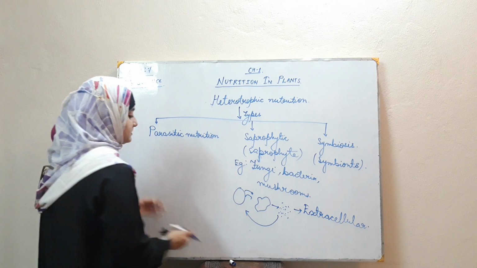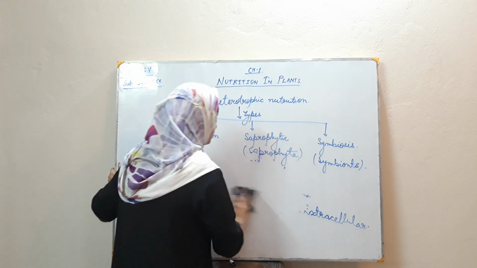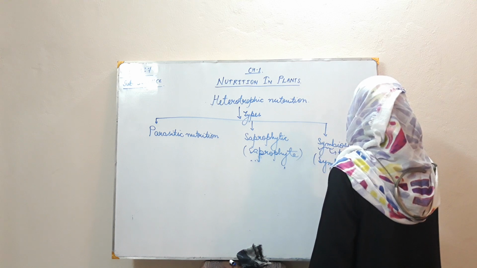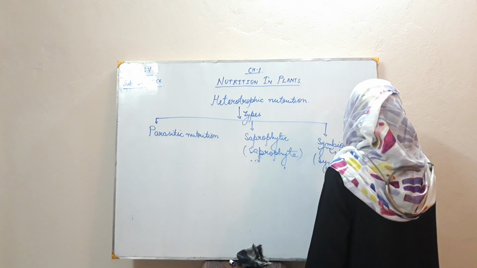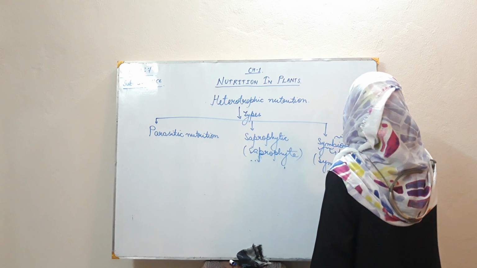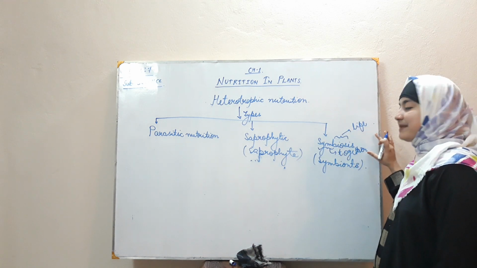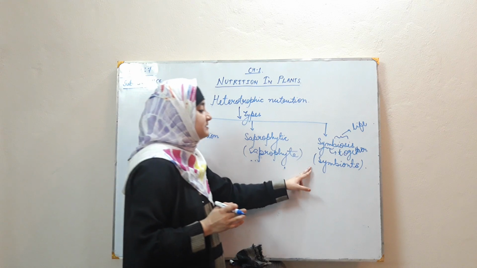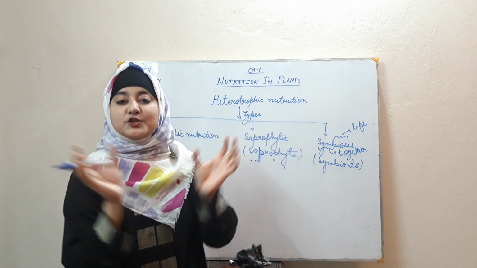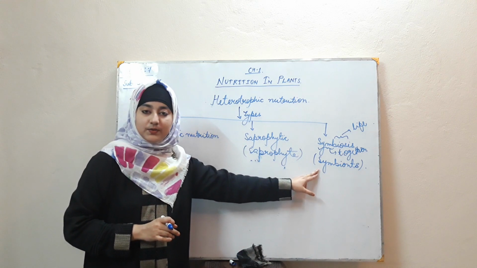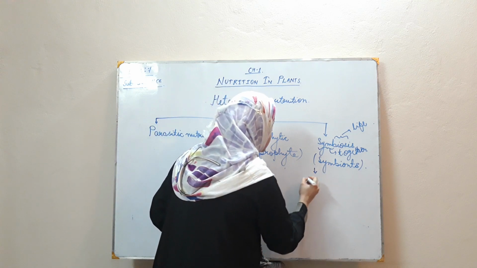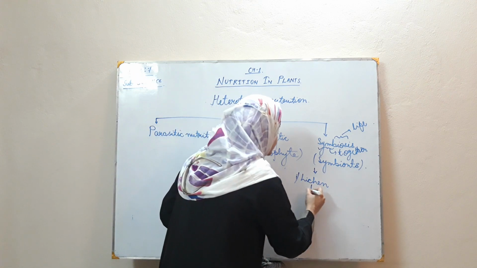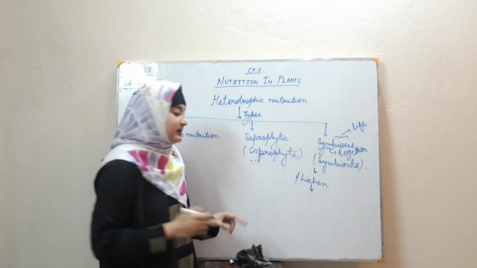Now comes symbiosis. What is the meaning of symbiosis? Sym means together, and bio means life. So what is symbiosis then? Two different living organisms associate themselves together to form a symbiotic association, and the two interacting species are called symbionts. Take one very common example of symbiosis, the symbiotic association, which is lichen. So what are lichens? These are a symbiotic association of alga and fungi.